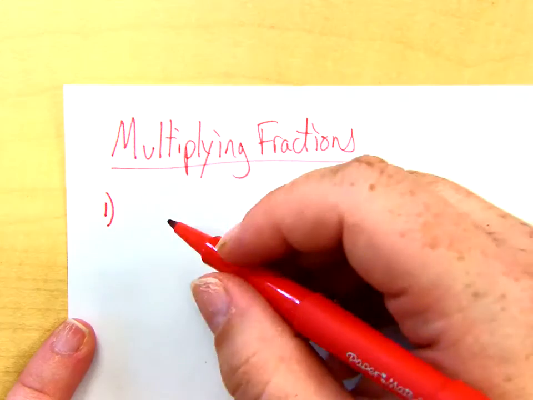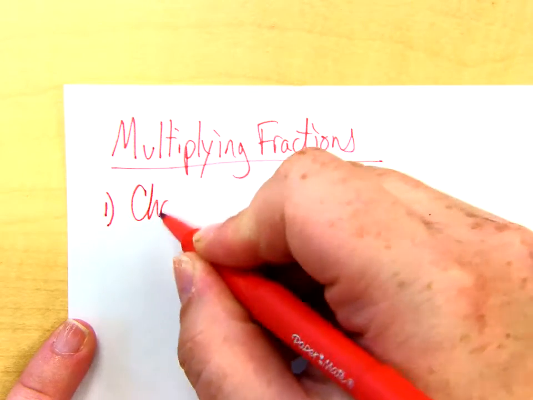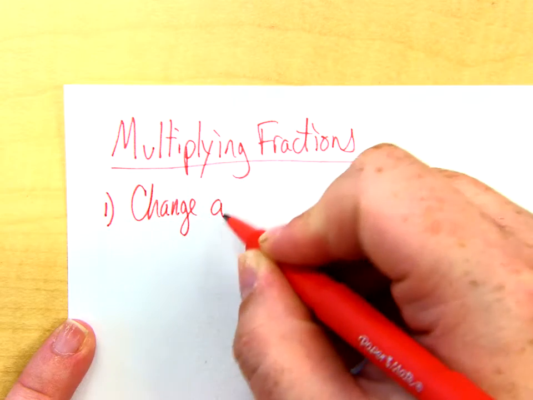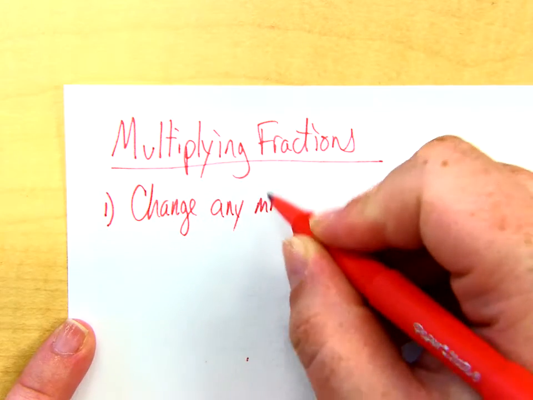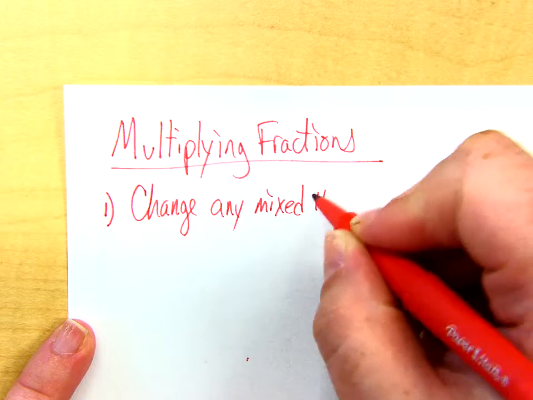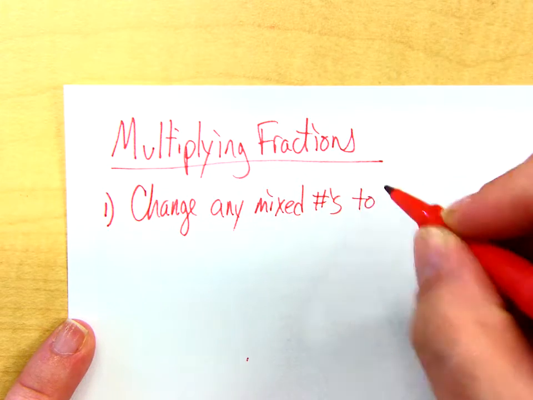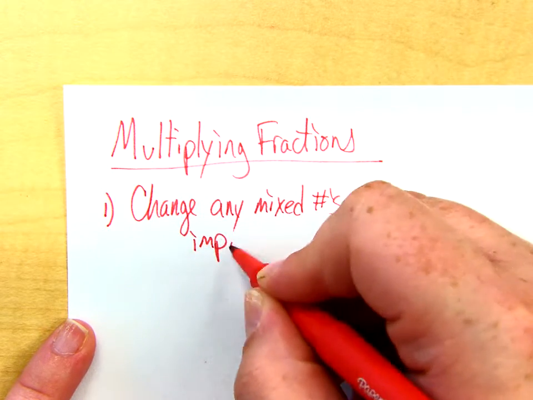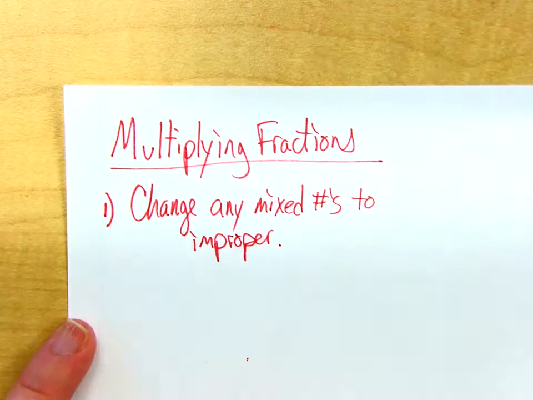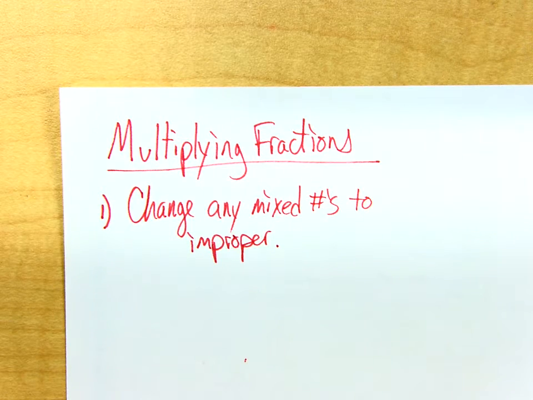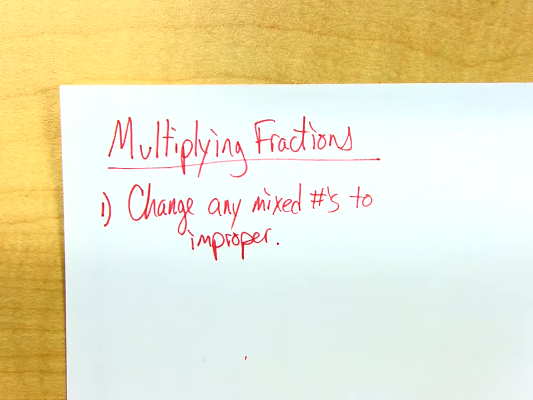So, the very first thing you must do is you must change any mixed numbers to improper. Always. If you don't have any mixed numbers, then you don't have to worry about it. But if there are mixed numbers in your problem, you've got to change them to improper.